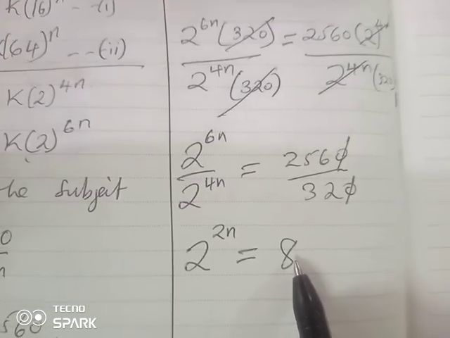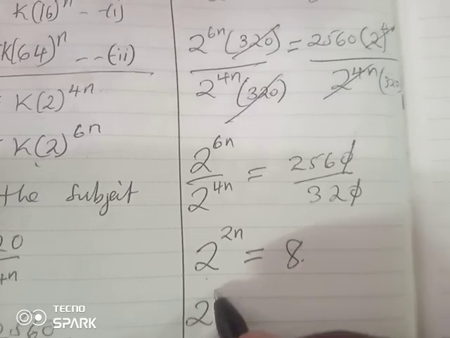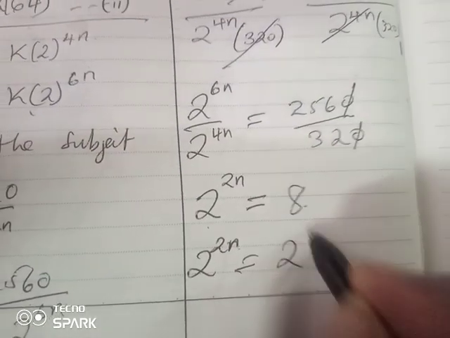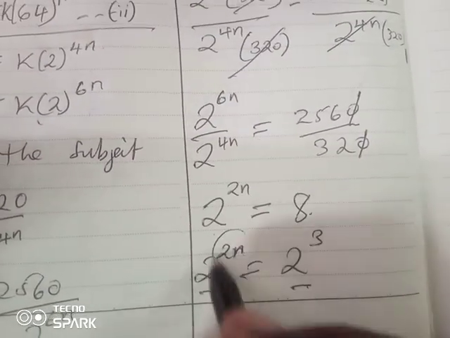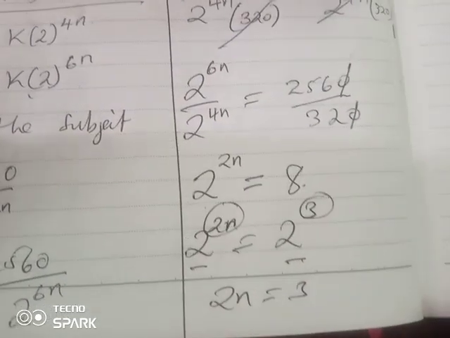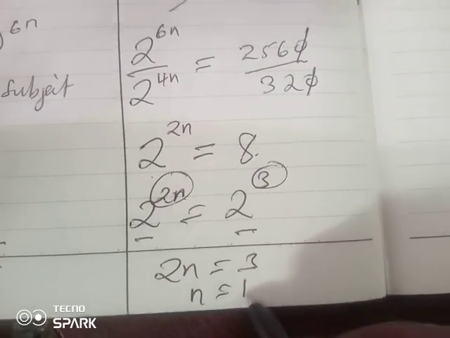We are able to convert 8 into base 2, and therefore 2 power 2n will be equivalent to 2 power 3. And therefore, when bases are the same, it means the powers are also the same, and therefore 2n is equal to 3. Dividing by 2, divide by 2, then n becomes 1.5.